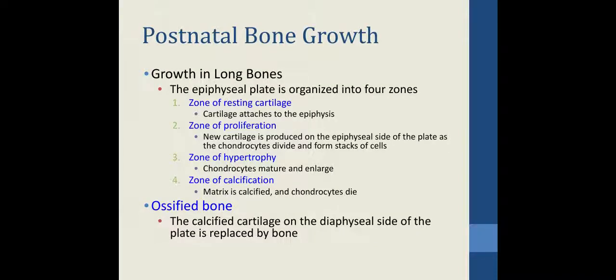Okay, really we have that growth happening. We said the ossification, but this is more after birth, like into childhood and then ending at adulthood. But you've got that epiphyseal plate in four zones. You've got resting cartilage, and that's cartilage that attaches to the epiphysis. You've got the zone of proliferation, where new cartilage is produced on the epiphyseal side, and basically the chondrocytes divide and it's a stack. You've got a zone of hypertrophy where the chondrocytes mature and enlarge. And then you've got a zone of calcification where you're calcifying it. The chondrocytes are going to die and be replaced with bone.